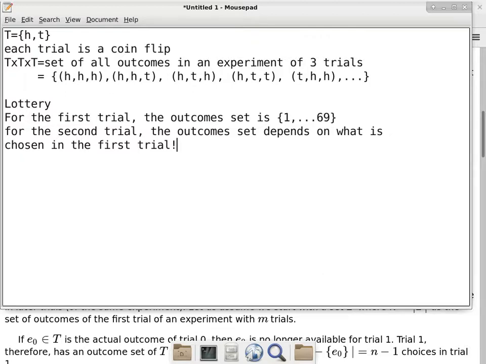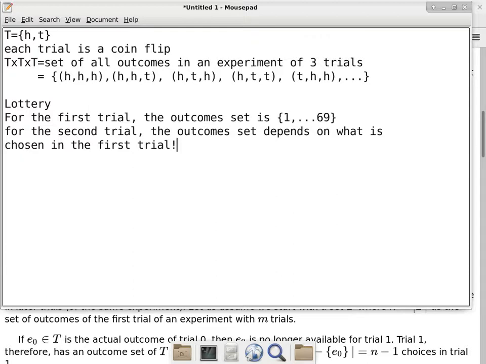So I cannot tell you what the outcome set of the second trial is going to be, because it depends on whether we used 1 already. Then it's 2 to 69, right? If we used 2 already in the first trial, then it becomes 1 and then 3 all the way up to 69. If we used 3 already, then it's 1, 2 and then 4 all the way up to 69, and so on. So the outcome set of the second trial is no longer independent of the first trial. We'll figure out a way to generate that particular outcome space, but for now we cannot. It's not easy to do, at least at this point.